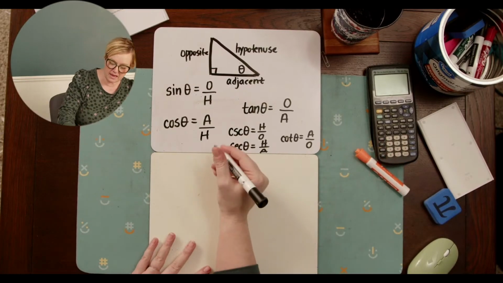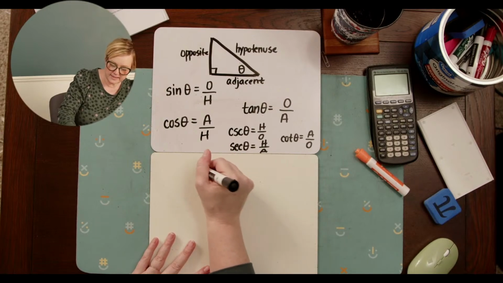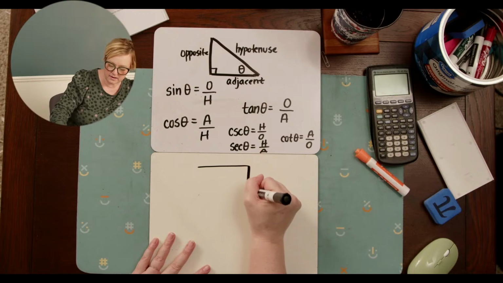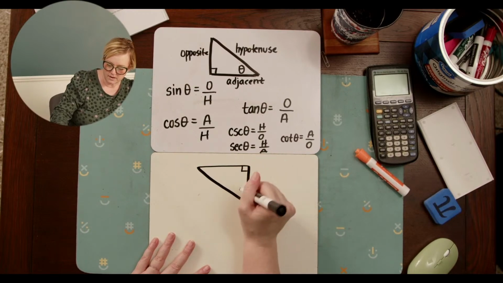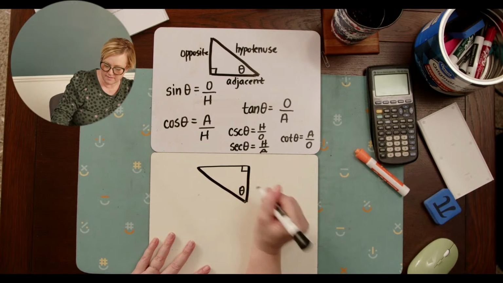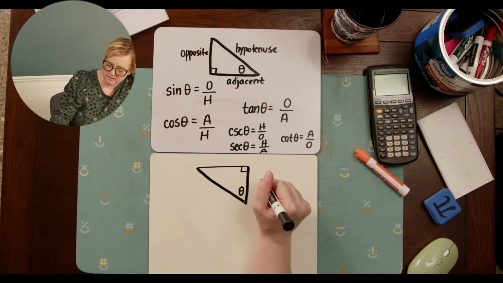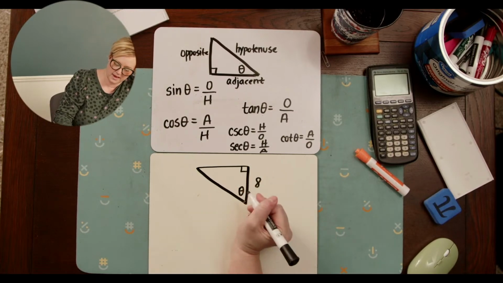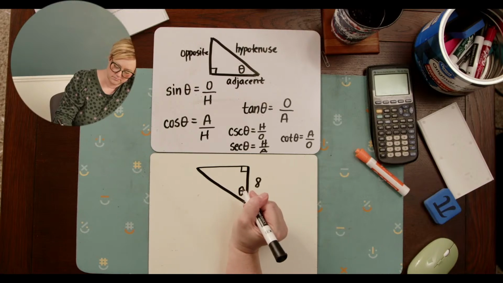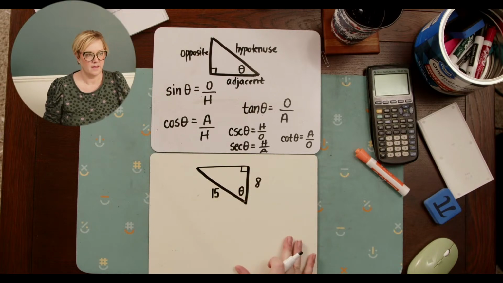So if I say, here is my triangle, and I'm going to say that this is theta. Let's say that this side is 8 and this side is 15.